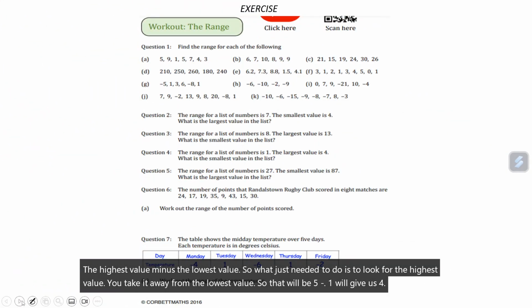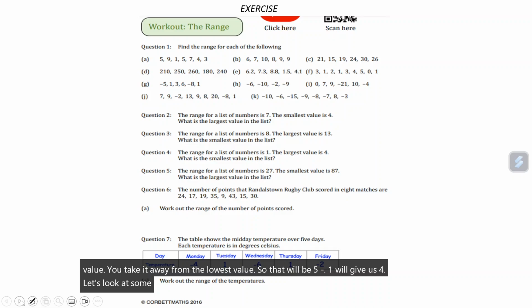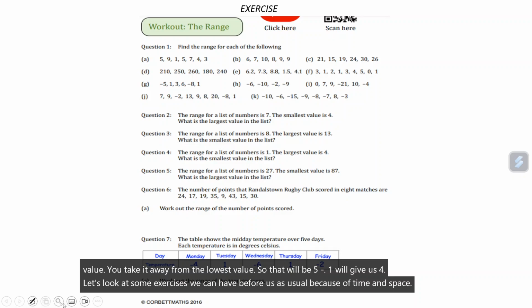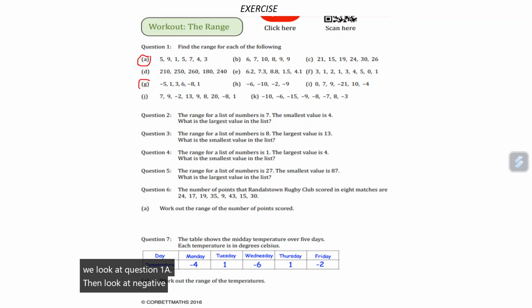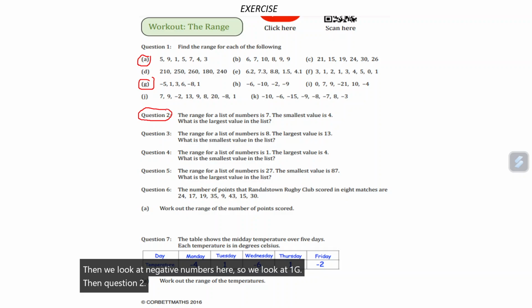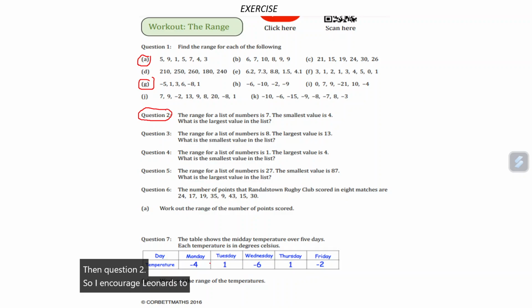Let's look at some exercises we can have before us. As usual, because of time and space, I won't complete all the exercises. I will encourage learners to have a go at this. So we'll look at question 1A, then we'll look at negative numbers here. So we'll look at 1G, then question 2. So I encourage learners to have a go at the other ones.